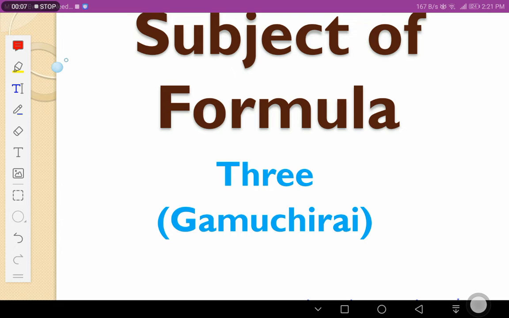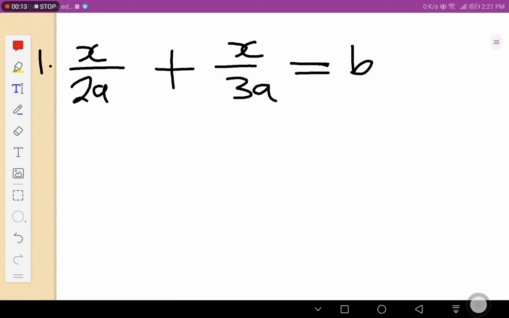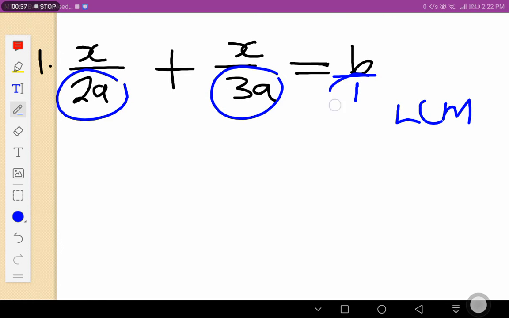Today we are looking at subject of formula 3, where we have got some complicated fractions where we want to make x the subject of formula. Okay, so number 1, I've got a fraction which has got 2a and 3a as the denominators. So what we do for b, we take it as over 1 like that. Then we find the lowest common multiple for the denominators, this one and our 1.